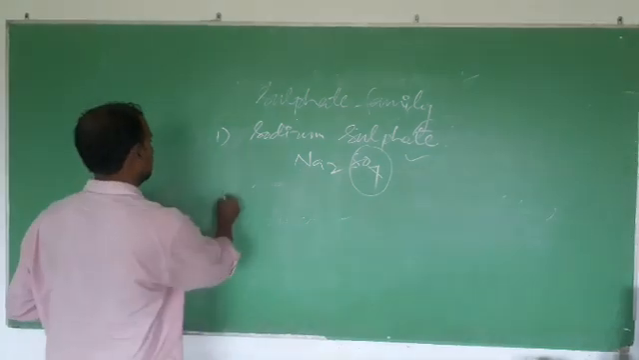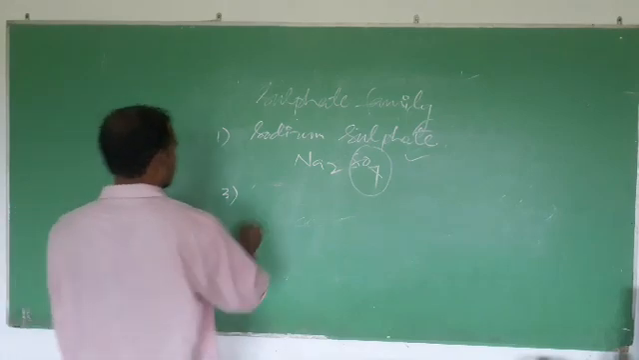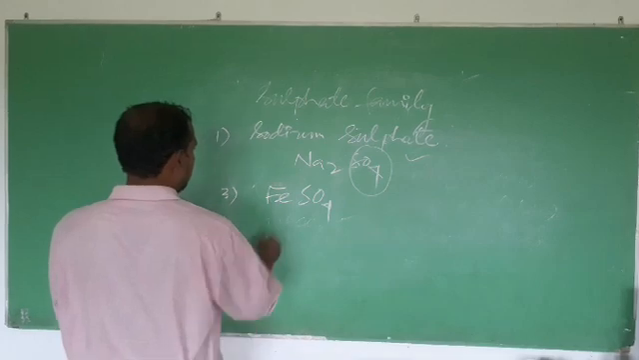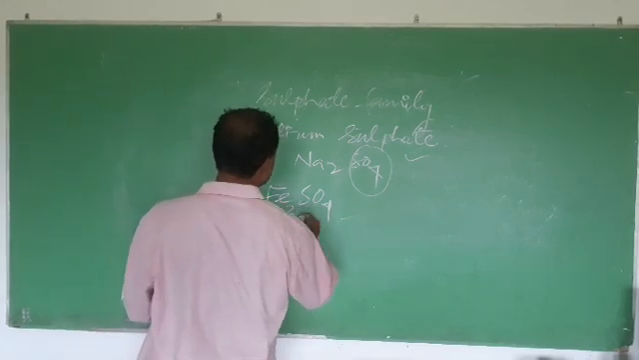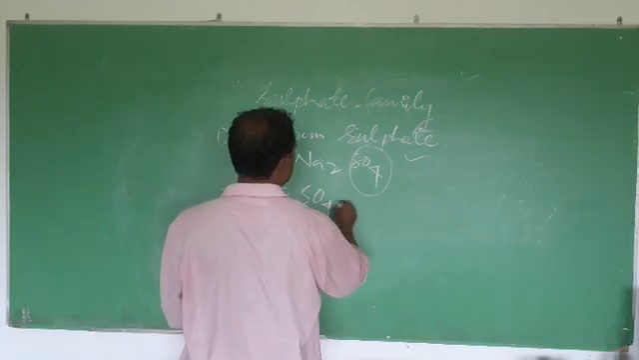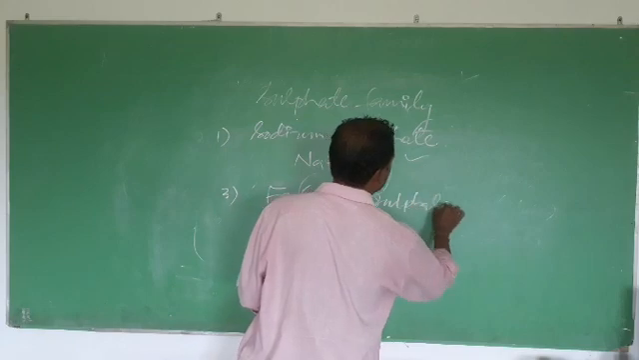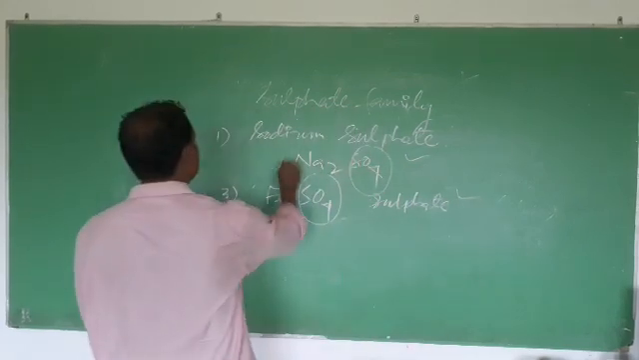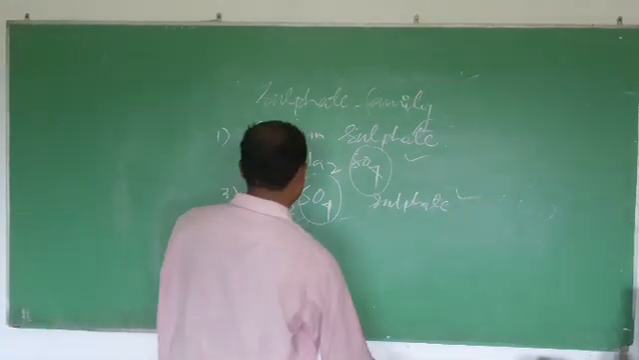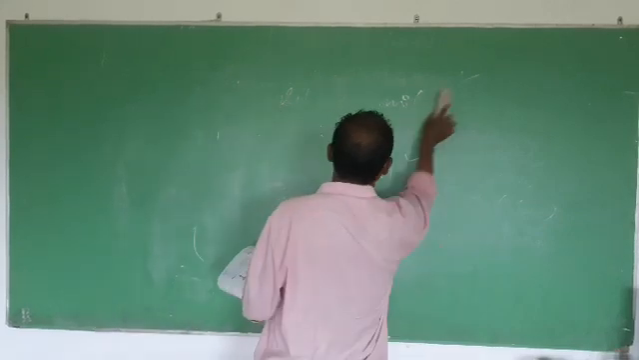Also you take ferrous sulphate, FeSO4. So here also it contains what? The sulphate radical is the essential constituent. Similarly, you can take other families.